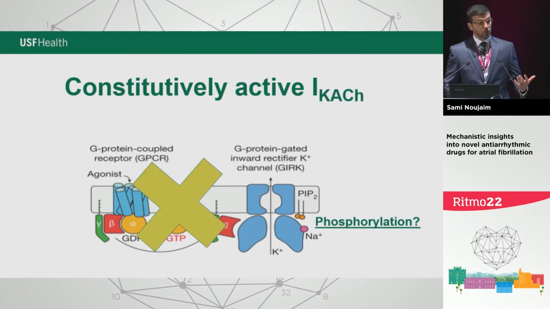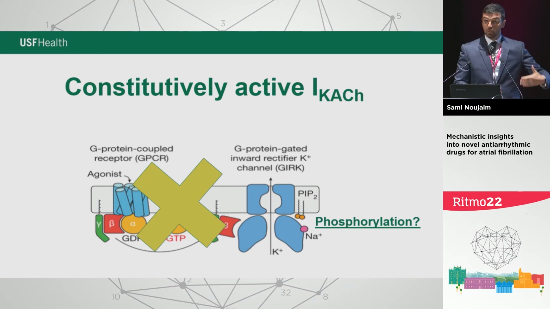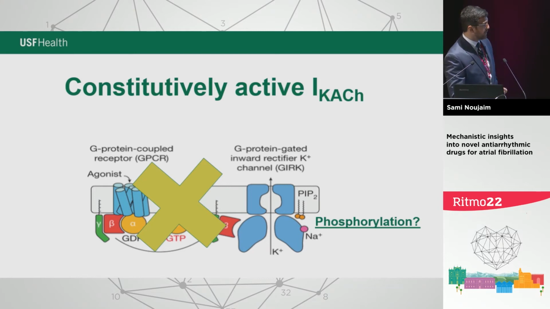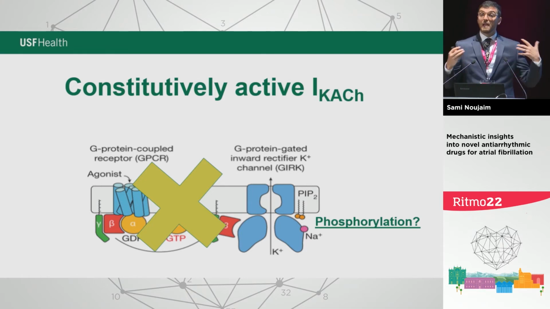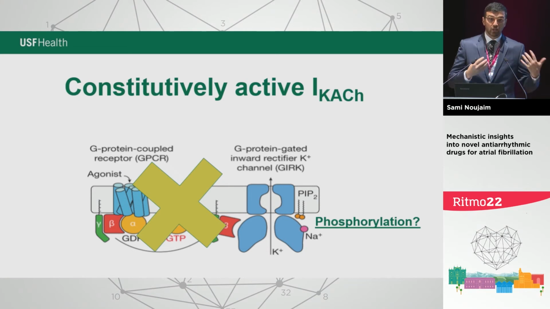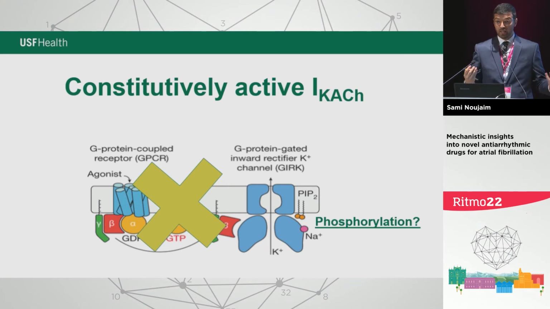However, as I told you, in persistent atrial fibrillation, this current is remodeled and becomes constitutively active. And it is independent of the M2 mechanism of activation. It's not entirely clear why it is constitutively active. It is thought that perhaps there is phosphorylation of the intracellular domain of the channel via PKC epsilon, which causes the channel to remain open and would act as a regular inward rectifier potassium current like, say, IK1.